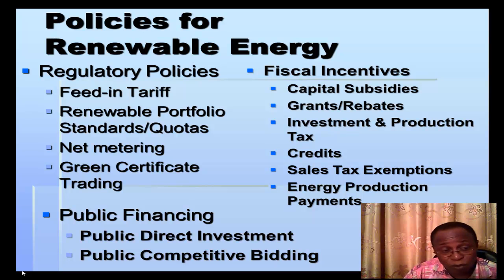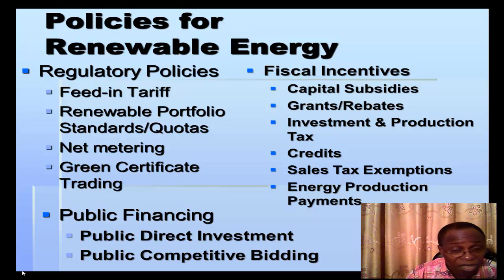And then there are other tools, other instruments in that pack. There's renewable portfolio standards and quotas, where you set a certain limit for, say, the utilities to purchase some of their energy from renewables, or blending mandates, where the energy companies, the oil companies, have to blend a certain amount of maybe biofuels into their petroleum products for sale to the public.